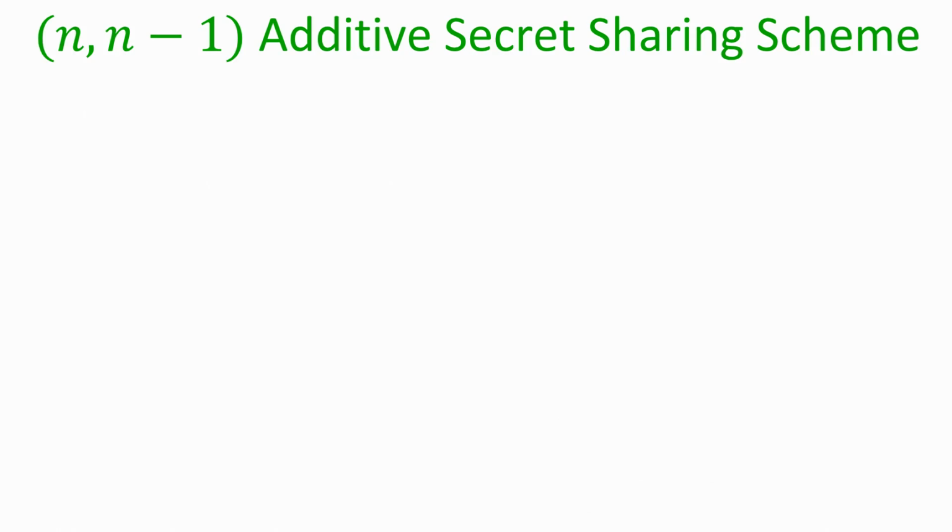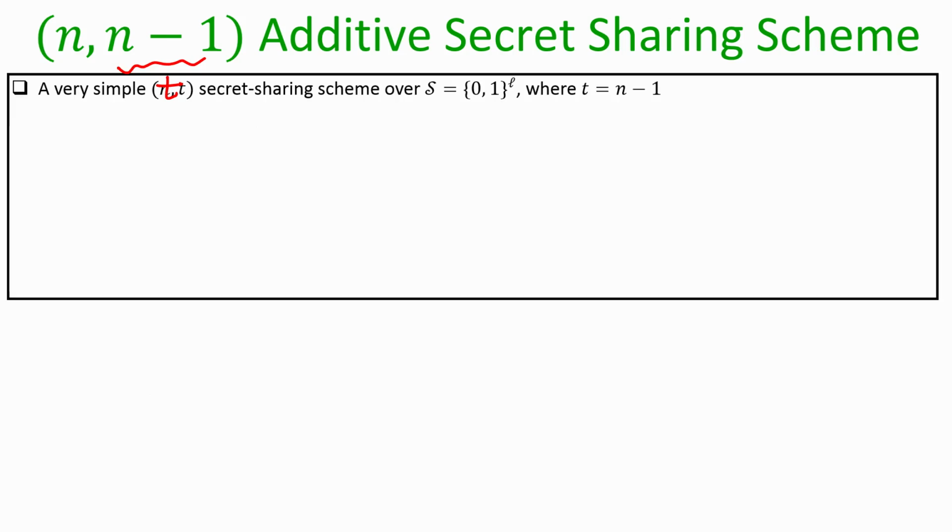So, let us see a very simple construction of an n comma n minus 1 additive secret sharing scheme. Basically here my threshold is t, that means I require a sharing mechanism where all the n shareholders should come together to reconstruct back the secret, but if any single shareholder is missing, then it should not be possible to reconstruct back the secret. And why it is called additive secret sharing, it should be clear to you very soon.